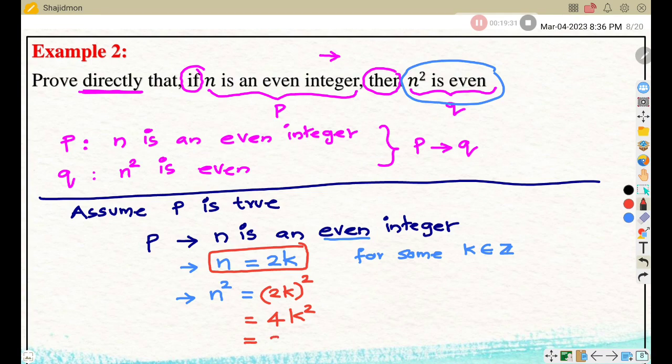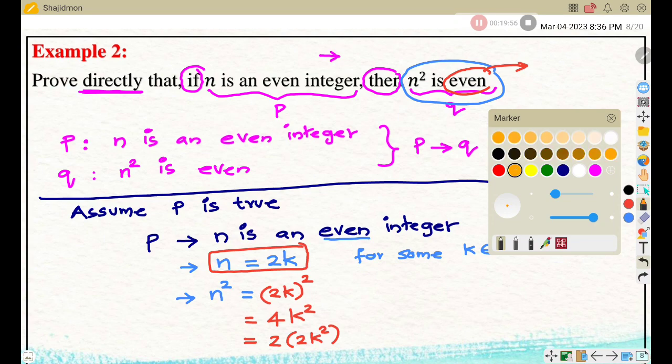Now 4k squared is obviously an even number. But we can write 4 as 2 multiplied by 2, and k squared stays the same. So it is 2 multiplied by 2k squared, which is the same as 4k squared. Why did we write 2 multiplied by 2k squared? Because we need to prove that n squared is an even number, and an even number is always of the form 2 multiplied by an integer, correct? That's why we wrote it like this.